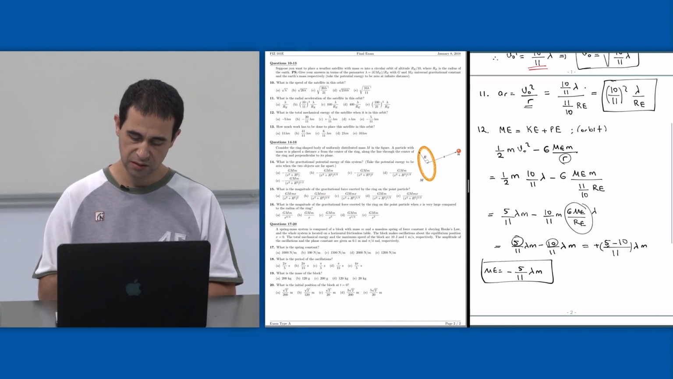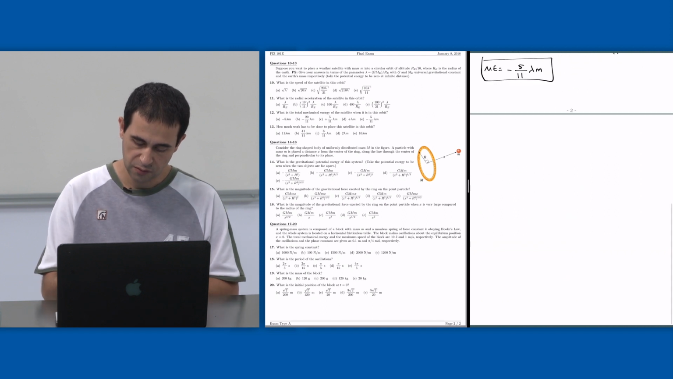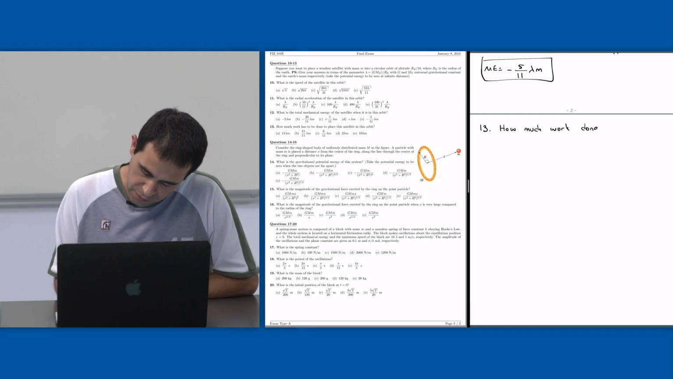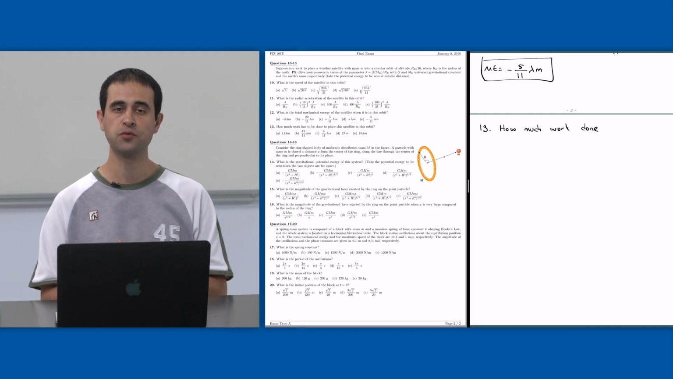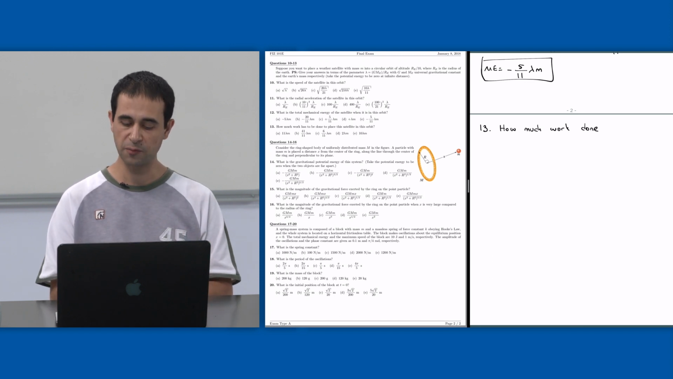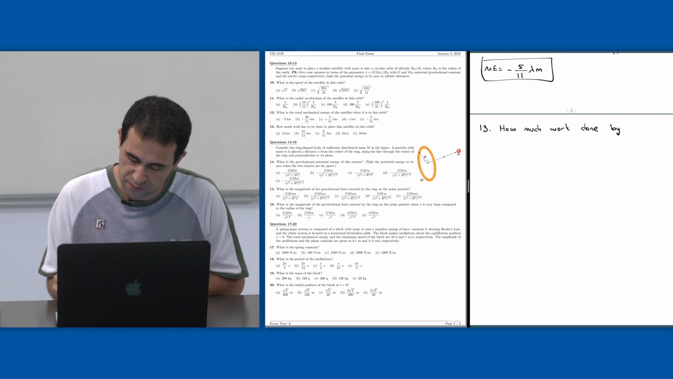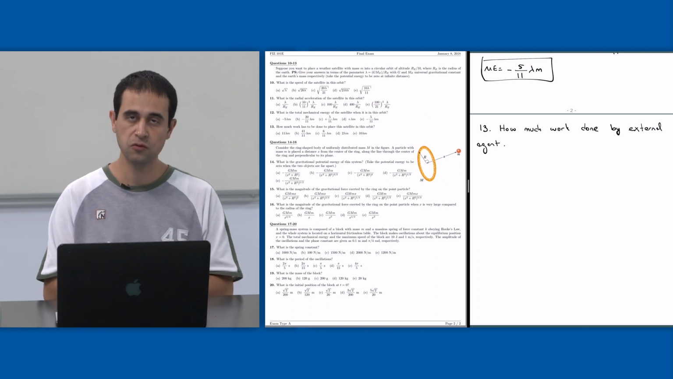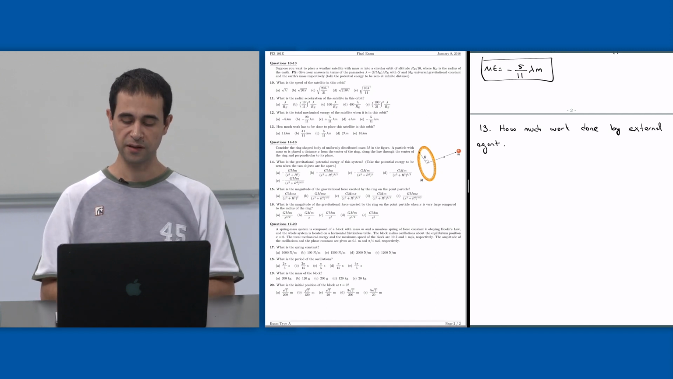Okay, so the last part of this problem is 13. Let me read it first. How much work has to be done to place this satellite in the orbit? Okay, so it is asking for how much work done. Notice that it doesn't say how much work is done by gravitational force. It says how much work done to place this. So how much work done by an external agent to place the satellite.